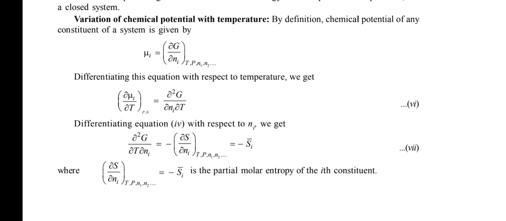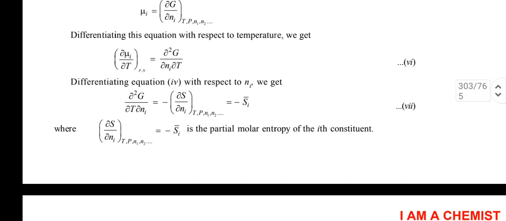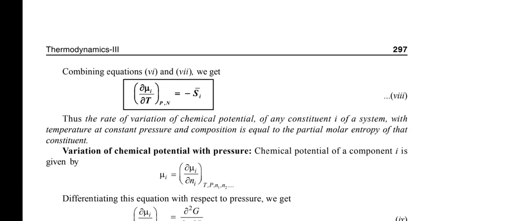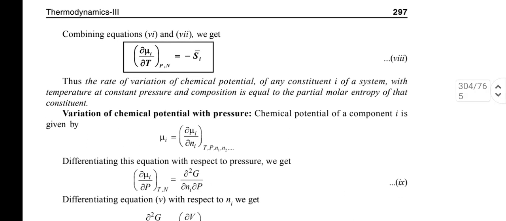Differentiating the fourth equation with respect to ni, we get ∂²G/∂T∂ni equals minus (∂S/∂ni) at constant temperature, pressure, n1, n2, equal to minus Si bar, where Si bar is the partial molar entropy of the ith constituent. Comparing both equations, we get (∂mu i/∂T) at constant pressure and number of moles equals minus Si bar. Thus, the rate of variation of chemical potential of any constituent i of a system with temperature at constant pressure and composition is equal to the negative of the partial molar entropy of that constituent.